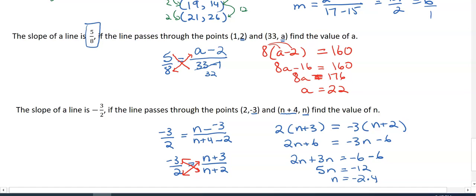So today we learned how to calculate the actual value for slope or constant rate of change using either a graph, rise over run, or we learned how to use it with the formula, y2 minus y1 over x2 minus x1.